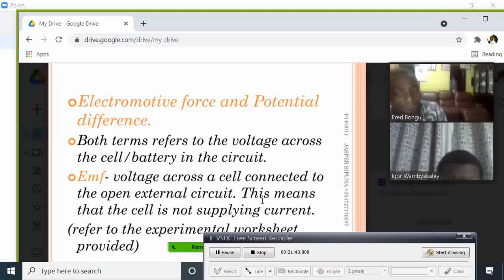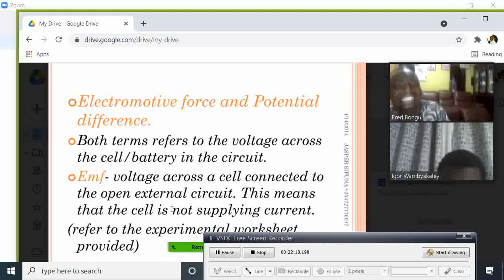Now EMF is the voltage. So potential difference is the voltage, and the EMF is also the voltage. EMF is the voltage across a cell connected, the key term is connected, to an open circuit. This circuit is open, nothing is being used. We have two cells, that is 1.5 times 2, so it means we have 3 volts. So in an EMF, the cell is not connected to an external circuit, it's open.